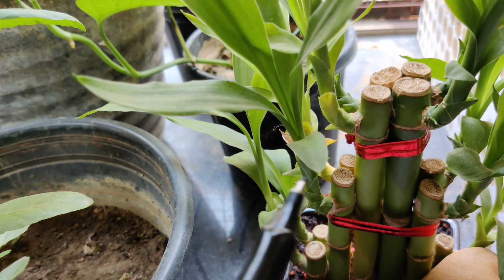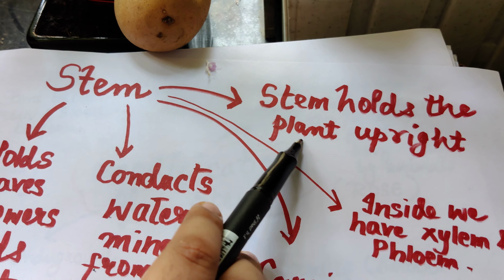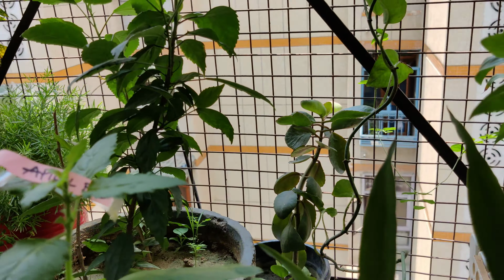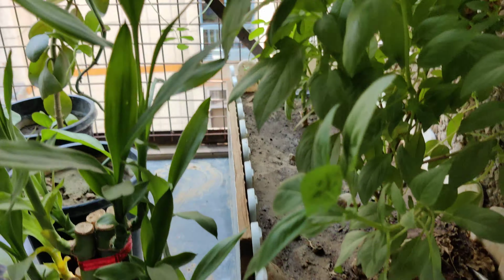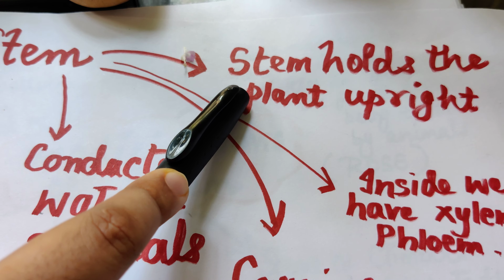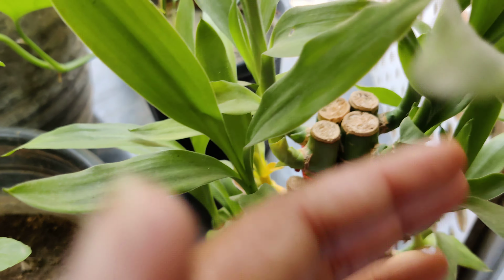We are through with the second point and the third point. Stem holds the plant upright. So all my stems, as you can see, they are upright, they are straight, and this is all because stem holds the plant upright. And inside the stem, when we will open it in your senior classes, there are a lot of tissues, and they are called xylem and phloem. I have got something to share also.